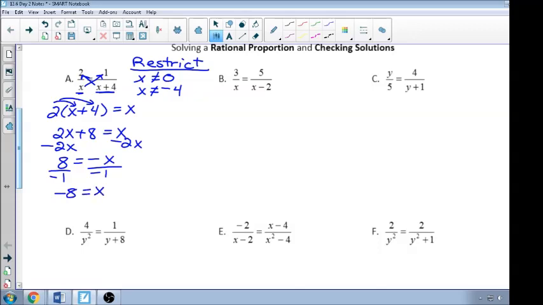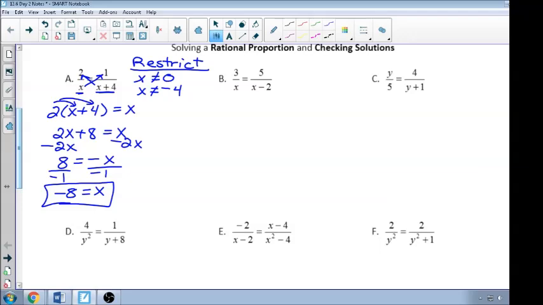I would want to check that. To go ahead and check that, I'd be 2 over negative 8, which is negative 1 over 4. And then negative 8 plus 4. I'm going to put the negative 8 back into the original problem to see if it is true. And in this case, it will be. So you do want to check your answers to make sure that they will work.